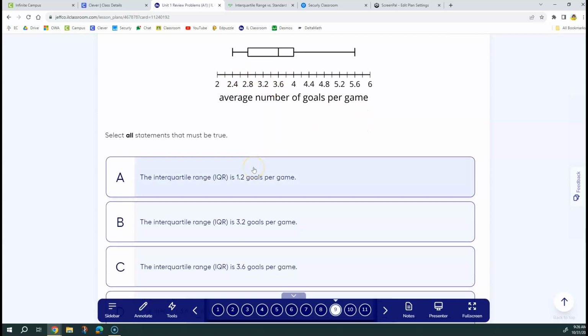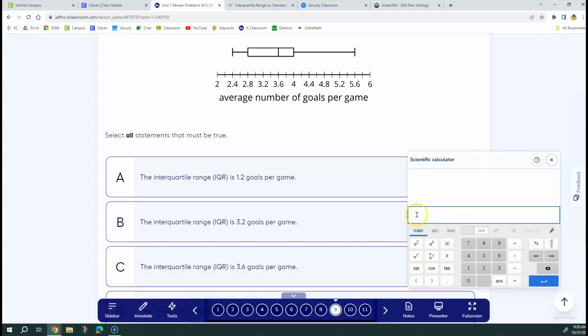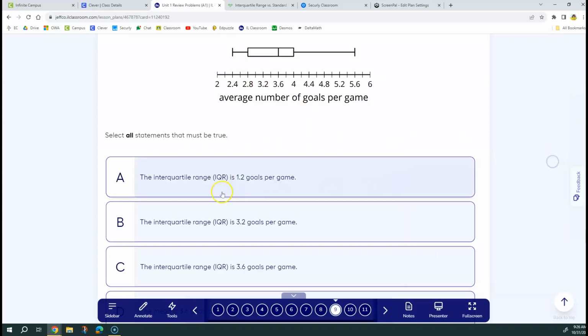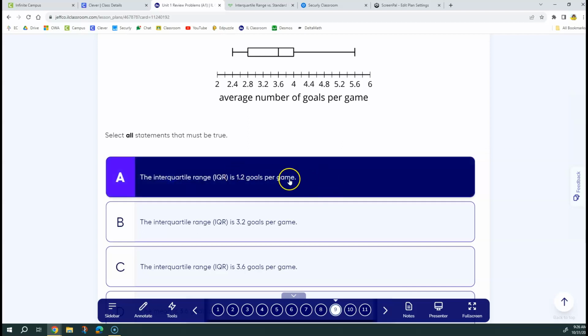All right, let's check that out. Oh, sorry, tools, calculator. So 4 minus, oh, 2.8, my bad, 2.8. 2.4 is where the minimum is. 2.8 is the start of the interquartile range. I apologize. 2.8. Boom. And that would be 1.2. So the interquartile range is 1.2 goals per game.